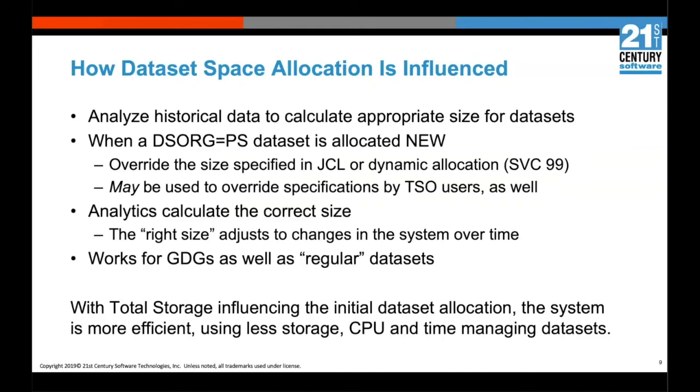That's an option. The analytics will calculate the right size, and this right size, as I said before, will adjust to changes as the workload in the system changes, right? So if some of your batch workflows start to process more and more data, the sizes of the newer data sets will be larger over time. And this works for subsequent instances of GDGs as well as regular data sets. So using total storage and allowing it to influence your initial data set allocations, the system can become far more efficient, using less storage, CPU, and time to manage your data sets.